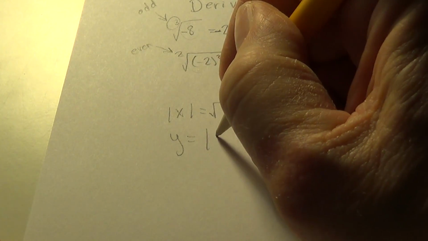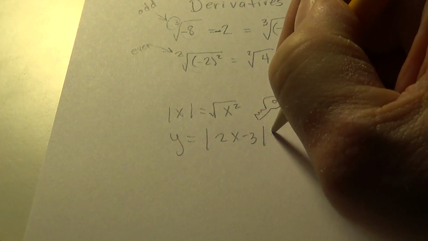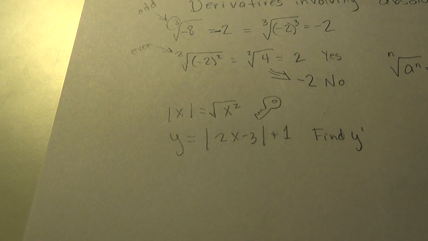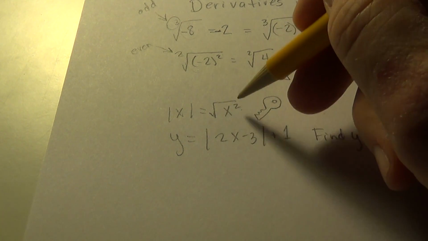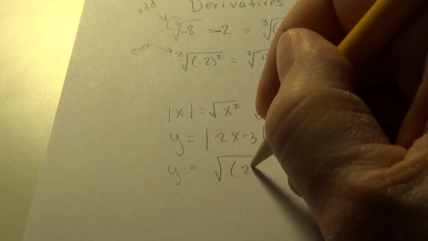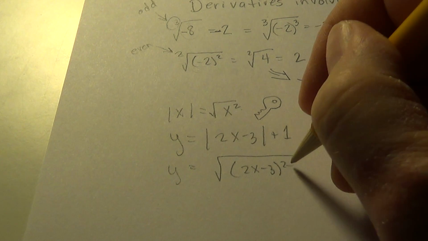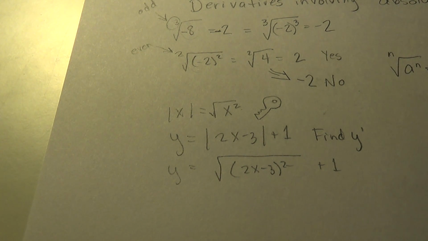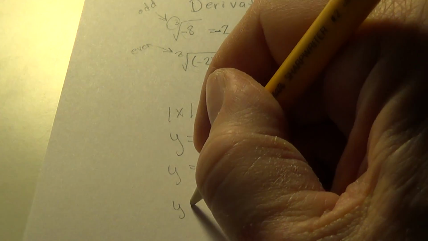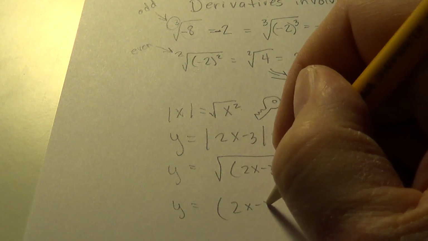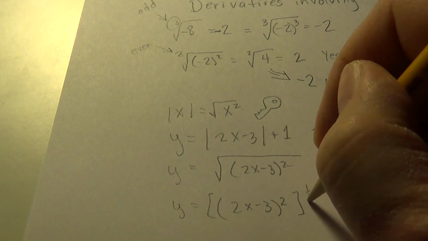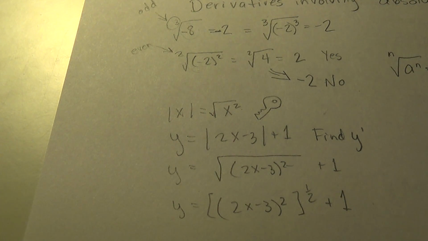Say we have the absolute value of 2x minus 3, plus 1, and we want to find the derivative. All right, so let's rewrite this using this definition. The problem can be rewritten without absolute values as the square root of what's inside the absolute value squared, plus 1. And now I'll go ahead and take the derivative because I'm familiar with square roots. I'll rewrite that as 2x minus 3 squared to the 1/2, plus 1. So it's easier to take the derivative.